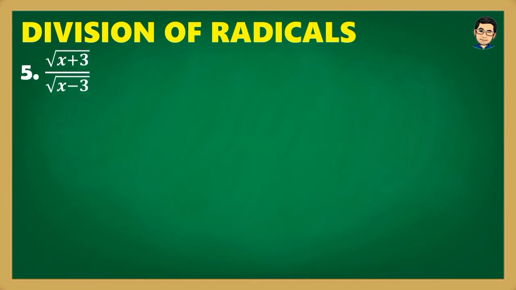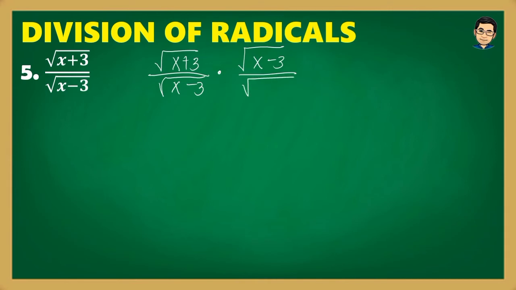So, let's have number 5, the square root of x plus 3 all over the square root of x minus 3. So, sulat natin as square root of x plus 3 all over the square root of x minus 3. And then, i-multiply natin yung both numerator and denominator by the square root of x minus 3 over the square root of x minus 3. And then, apply natin yung FOIL method dun sa numerator.